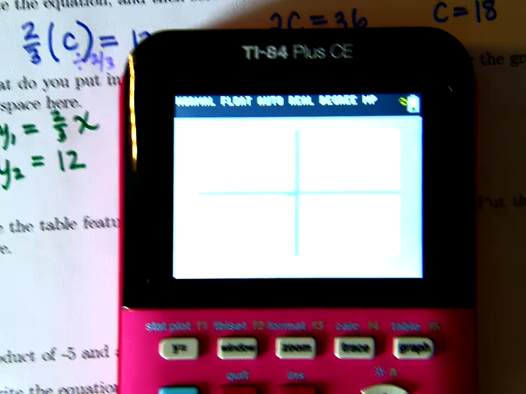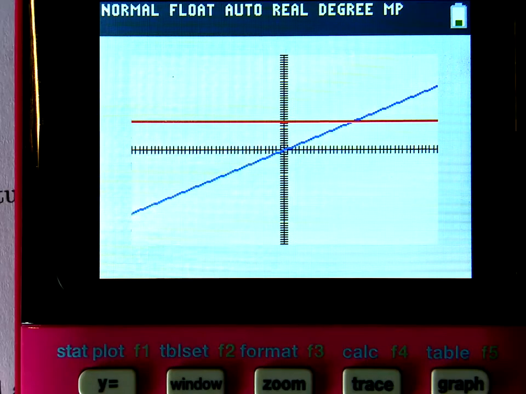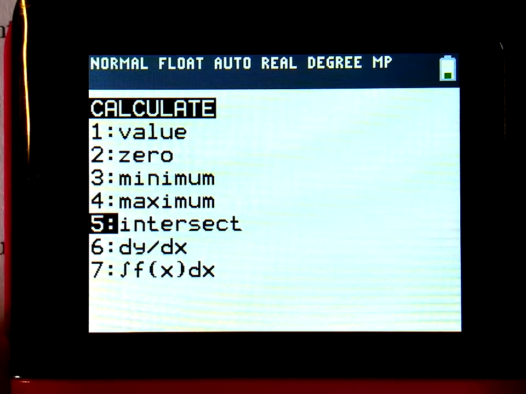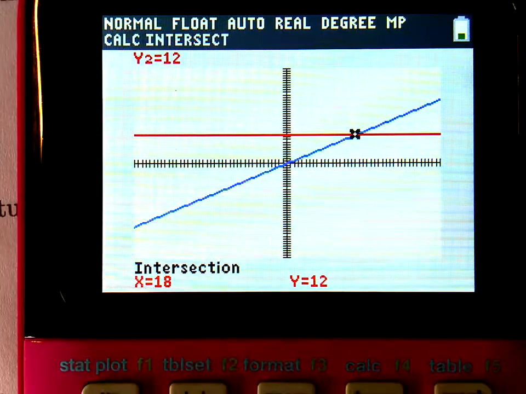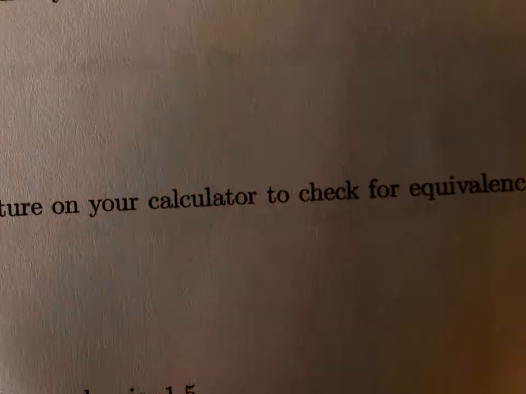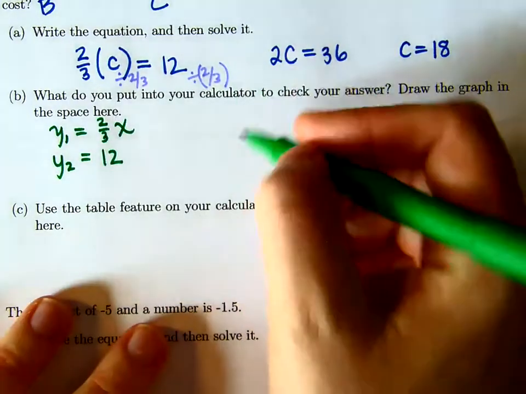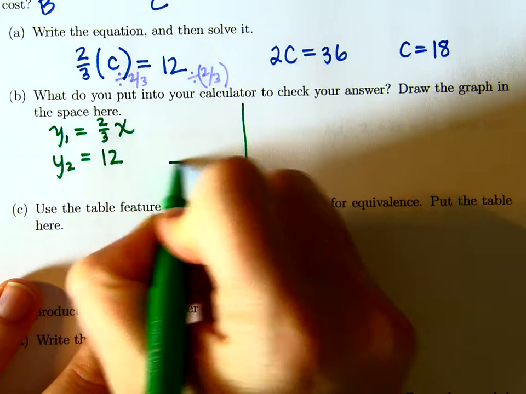Maybe I'll have to zoom out. Maybe I won't. Okay, great. Now I'm going to go second calc. Go down to intersect. Enter, enter, enter, enter. And it found it at x equals 18. Super duper. Okay, so it looks like here is a rough sketch of the image.